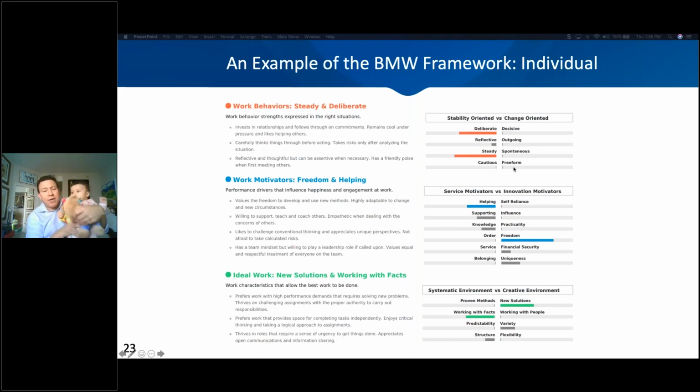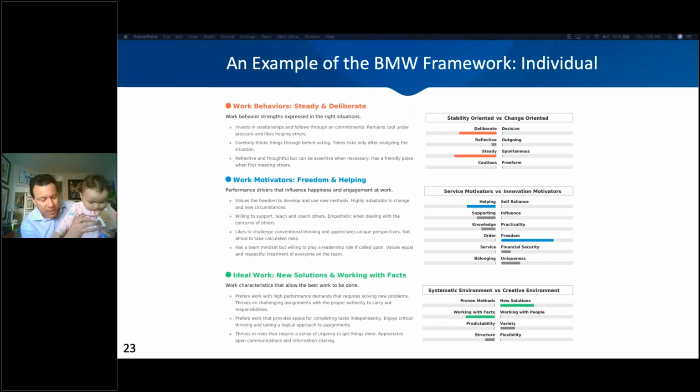For motivators or values, I'm kind of split. On the left side, I have half of them, helping versus self-reliant. I'm also supporting versus influence. And if you look down on the right, I'm kind of freedom, which is unique thinking, versus order and tradition. I do care about making money a little bit more than just being of service.